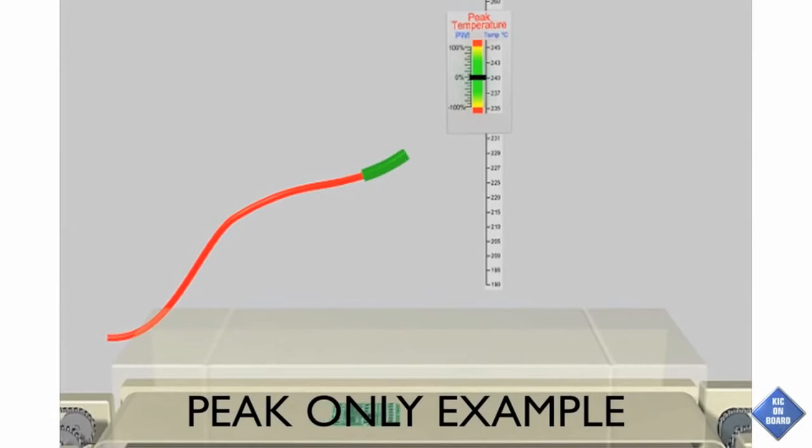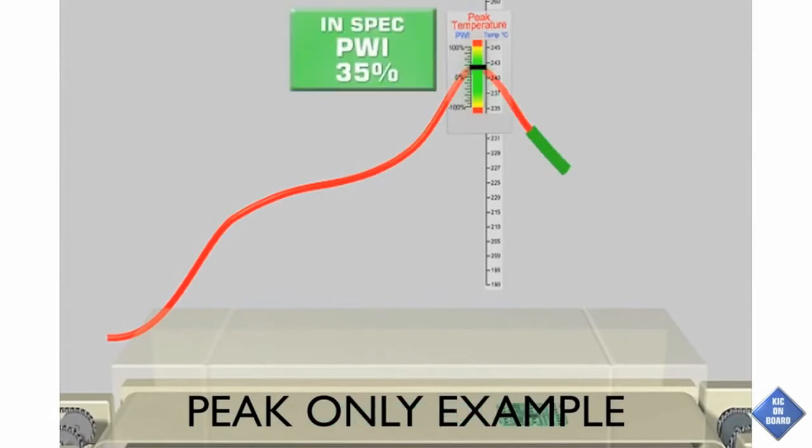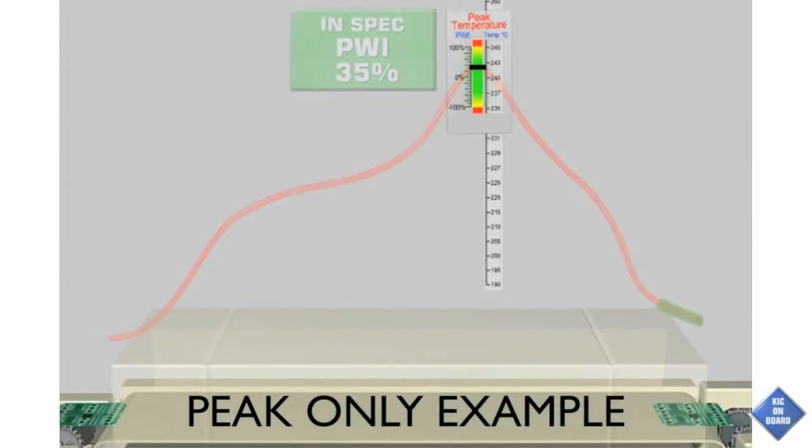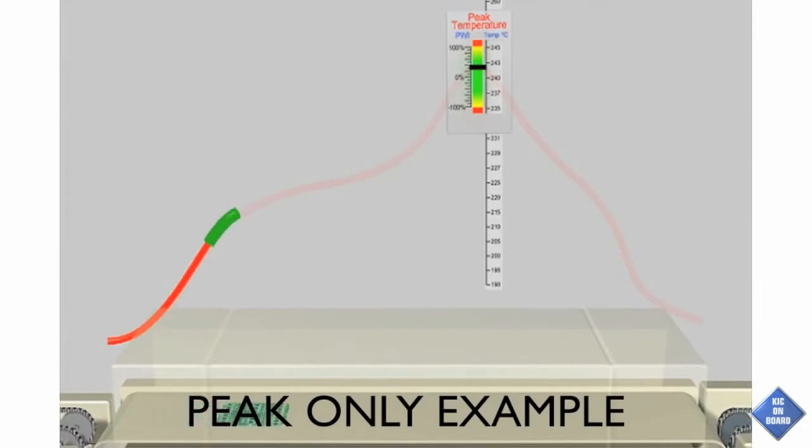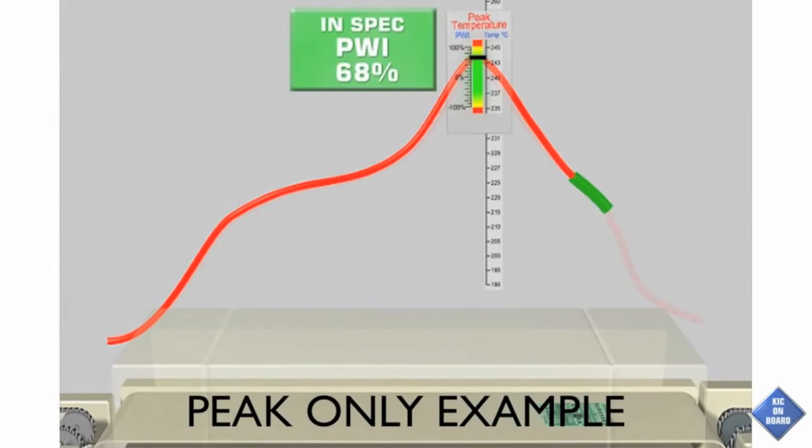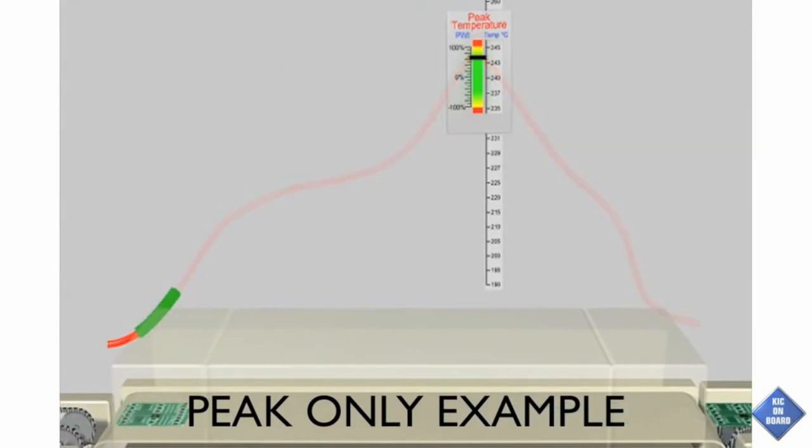Let's not forget that being simply in specification is not good enough. After all, expressed in PWI terms, if you are 99%, easily your production at times could be well out of specification due to the natural variability of your process.